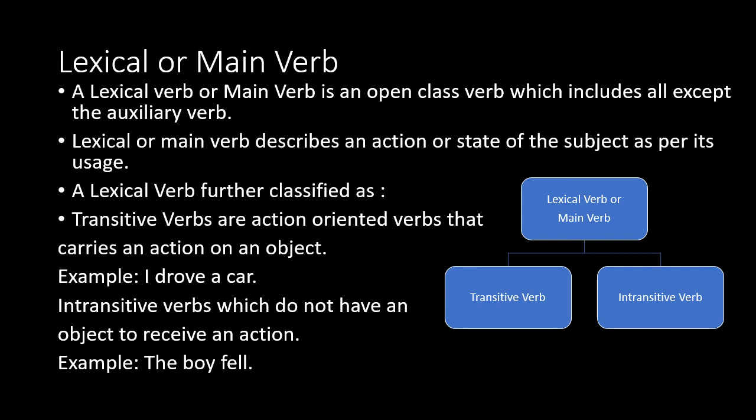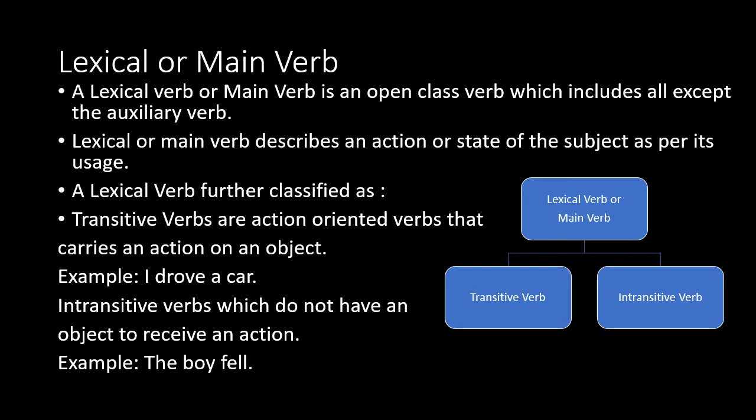A lexical verb is further classified as transitive verb and intransitive verb. If you see here, lexical verbs are further classified into transitive and intransitive verbs. So what are transitive verbs? We know that verbs are action words, in a simple class 1 definition, right? We say they are action words. So a transitive verb is in a sentence where there is a subject, a verb and an object, and the action is carried onto the object, that verb is called transitive, right?